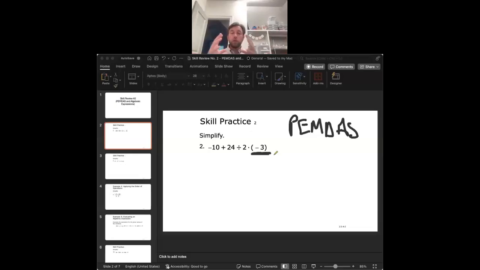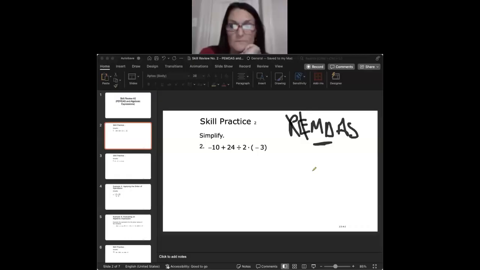What you're looking for in the parentheses step is that there's something to do, an operation: add, subtract, multiply, divide, something in there. But in this case, we don't have that, so we can technically skip the parentheses step. What about exponents? No exponents. Multiply, divide. Which one first? Well, there is a multiplication.